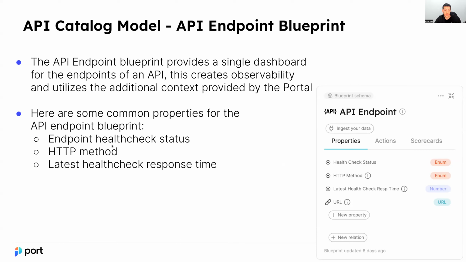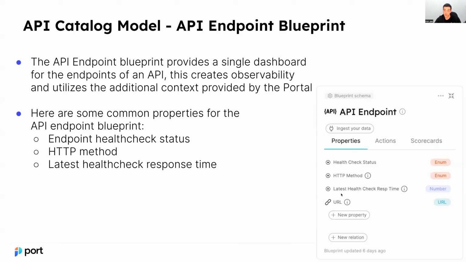We can add the latest health check status. We can add the HTTP method. We can add the latest health check response time. We can also add some example responses. We can also add some example requests to make it easier to onboard this service and this endpoint and understand how to use this API.